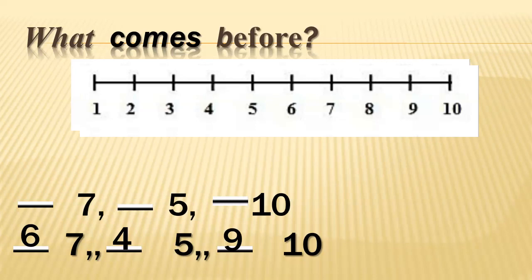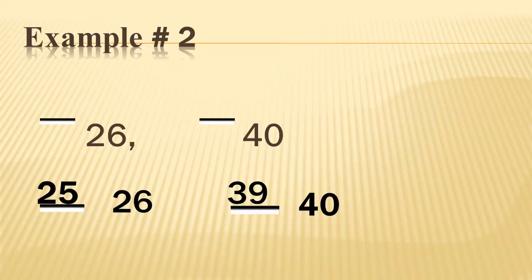Here we have some other numbers. If we have double numbers, we cannot change the first number. We can only change the second number. But when a number ends on 0, we will change both numbers. For example, here I have a number 26 in which what comes before 26 and what comes before 40.